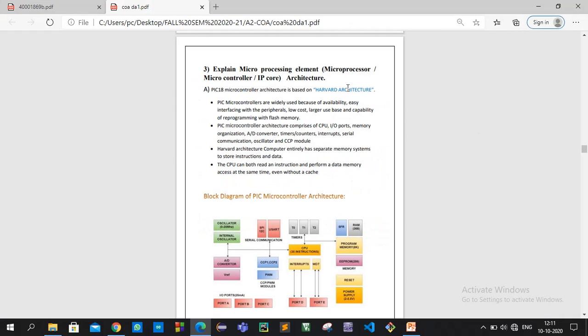Coming back to my DA, this is a Harvard architecture based model, and my microcontroller follows this architecture. This is the information which I gathered from Tutorialspoint, and the block diagram from online sites, and I used drawio again to draw this block diagram.